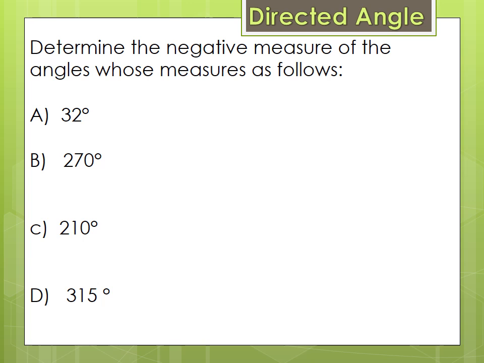270 minus 360, you will get negative. 210 minus 360, you will get negative. 315 minus 360, you will get negative. But 360 minus 32, you will get positive. Okay, so I need negative. I will subtract from 360. Sorry, 320 minus 360 to get negative.